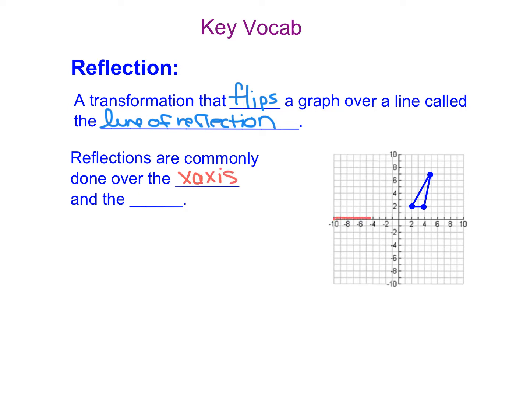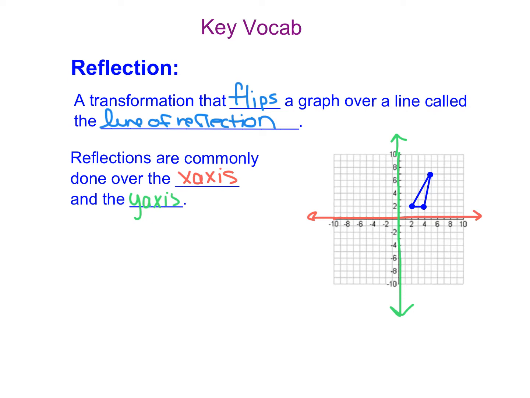which is this line here in red, and the y-axis, which is this line in green. And this type of transformation will not change the general size of this particular figure. All it will do is reflect it like you see in a mirror, like reflections in your mirror.